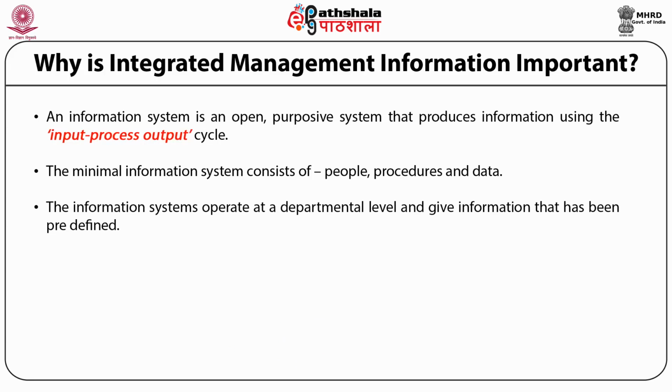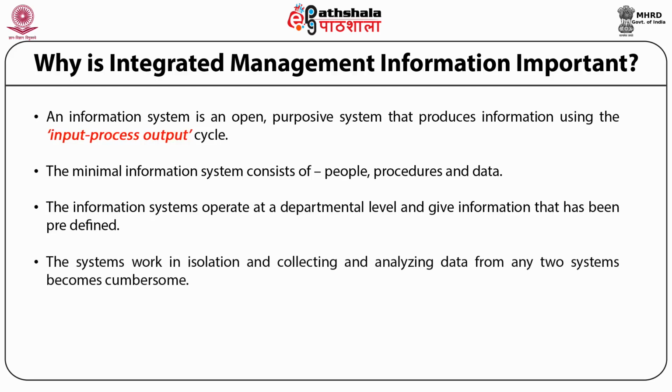The information system operates at a departmental level and gives information that has been predetermined. Each department has its own database and information system. These systems lack an integrated approach. The systems work in isolation, and collecting and analyzing data from any two systems becomes cumbersome. One needs to derive the necessary reports from both systems and correlate and combine the data.